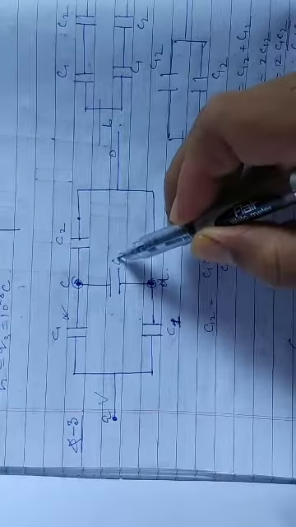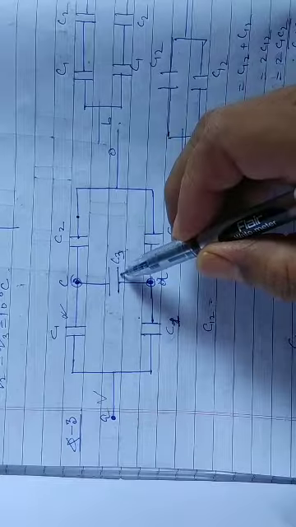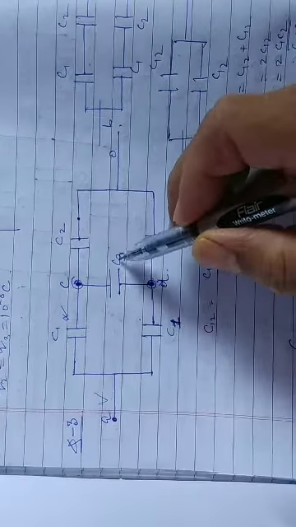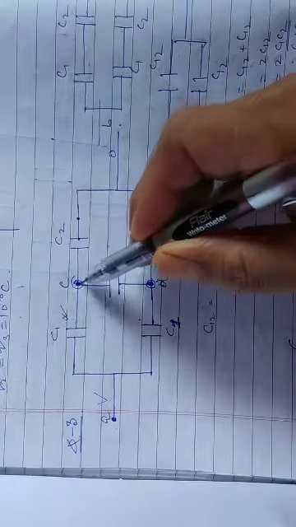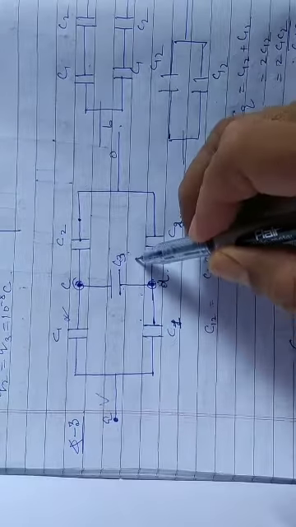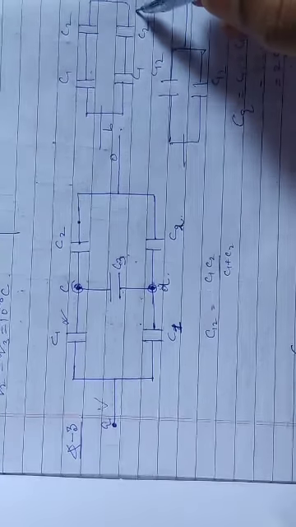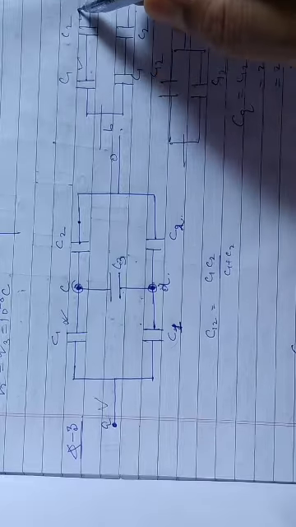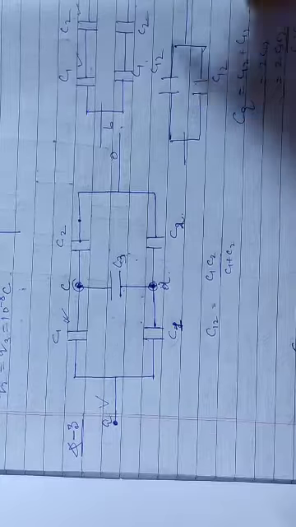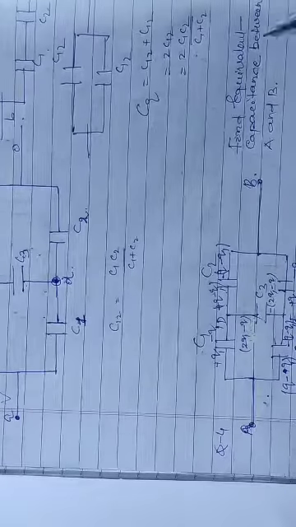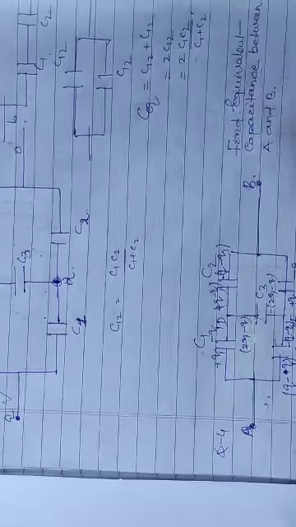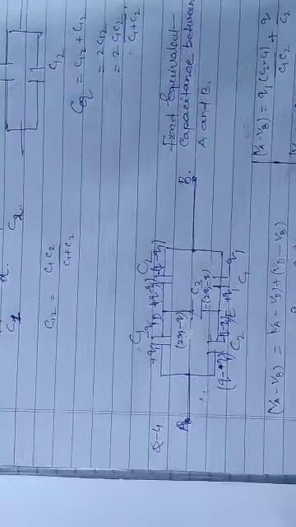So if a capacitor C3 is connected between C and D, it will have no charge because its ends are at the same potential. So this can be further redrawn like this. C1 and C2 are in series. These two are also in series. So we can find out its equivalent easily. Now the same question can be twisted.